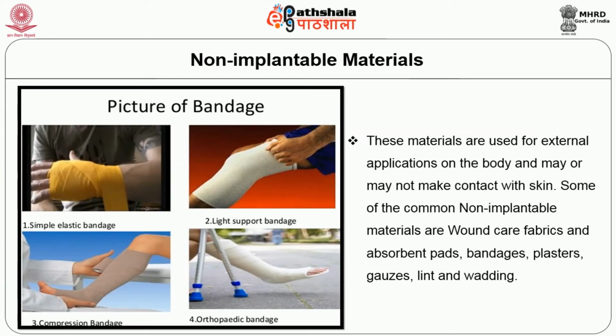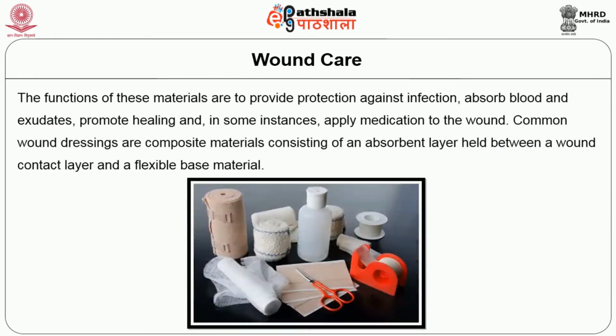The first one is non-implantable materials. These materials are used for external application on the body and may or may not make contact with the skin. Some of the common non-implantable materials are wound care fabrics and absorbent pads, bandages, plasters, gauze, lint and warpings. First we shall see wound care fabrics. The function of these materials are to provide protection against infection, absorb blood and exudate, promote healing and at the same time apply medication to the wound.